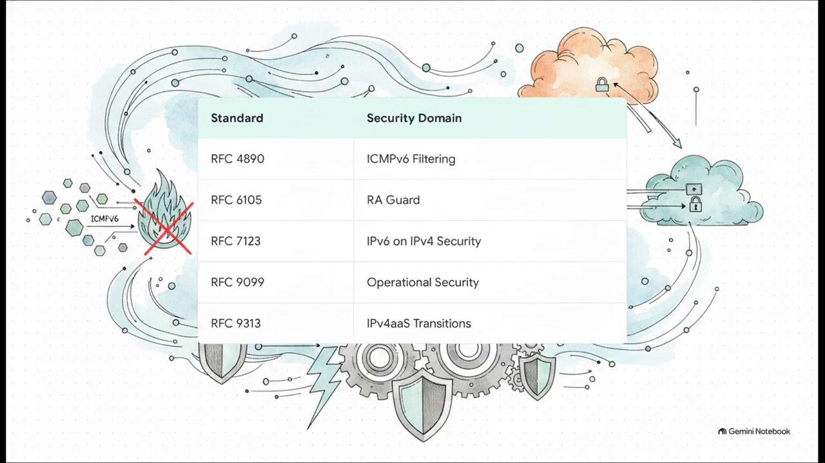RFC 6105, which we just discussed, defines the standard for router advertisement guard. RFC 7123 covers the really critical security implications of running IPv6 over IPv4 networks. RFC 9099 is basically your ultimate comprehensive guide for the operational security of IPv6 networks overall. And RFC 9313 lays out the precise operational considerations of transition technologies, specifically for IPv4 as a service. Bottom line, if your internal design documents are not referencing these standards, your architectural foundation is simply not complete.